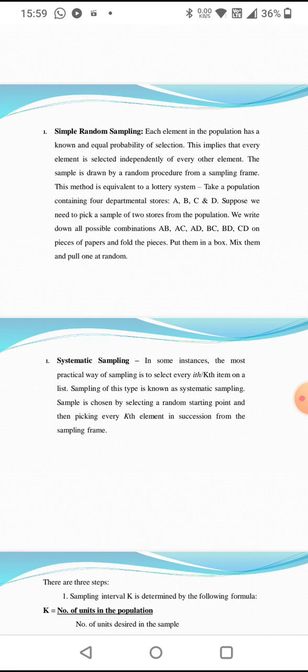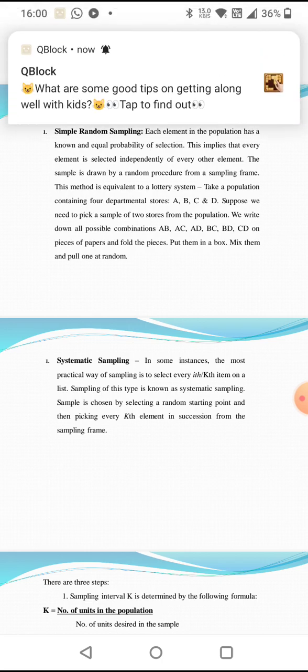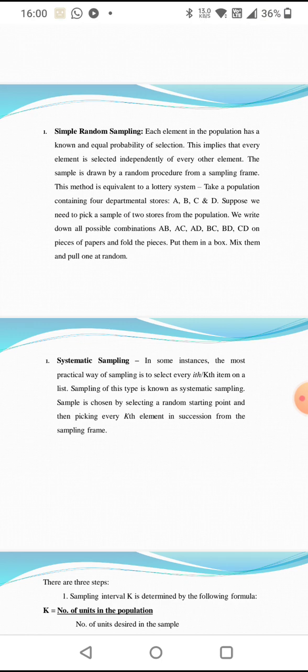This method is equivalent to a lottery system. Take a population containing 4 departmental stores, A, B, C and D. Suppose we need to pick a sample of 2 stores from the population. We write down all possible combinations like AB, AC, AD, BC, BD and CD on pieces of paper and fold the pieces. Mix them and pick one at random.